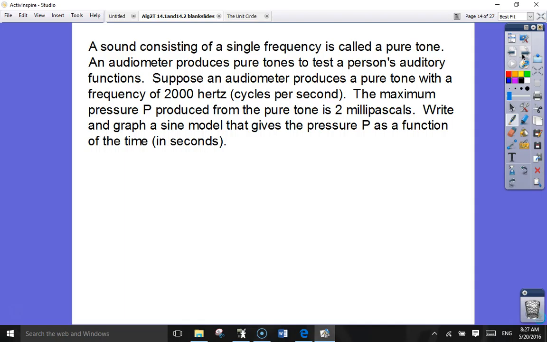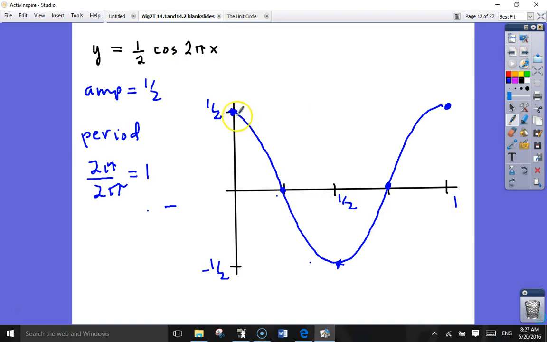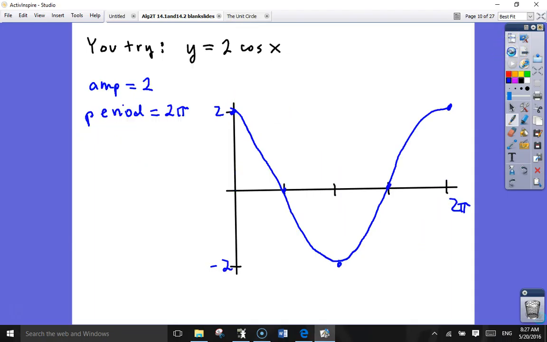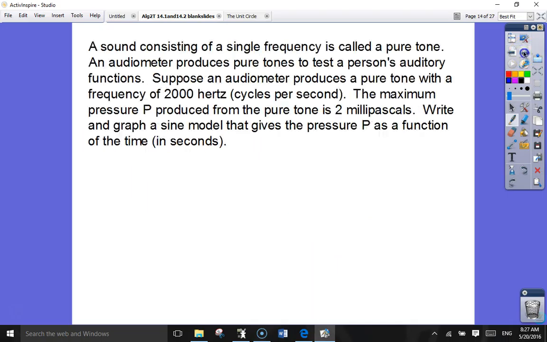Amplitude and period, right? That was it. So can we tell what the amplitude is? It says the maximum pressure is 2 millipascals. Well, on the graph, the maximum is, in this case, 1/2, or 1, or 2. It's whatever that top value is on the graph. That's what the amplitude is telling you. It's the maximum. So in this problem, they've given us the maximum. It's 2. So our amplitude is 2.